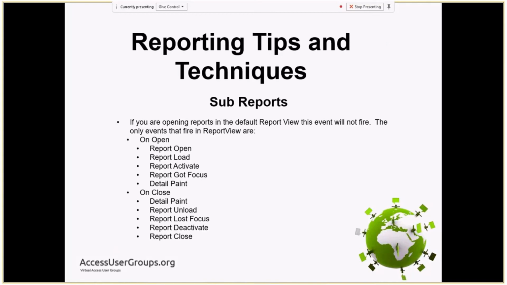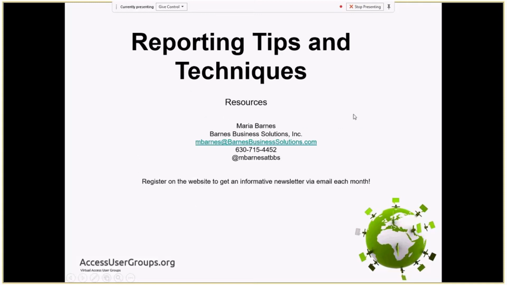And then likewise, if we're closing a report view, the only events that fire are in this order: detail paint, report unload, lost focus, deactivate, and then close. And that's just helpful to have, because if you are using other events in your report to do things, then you cannot expect them to work properly in report view. So you want to make sure, if you're doing so, that you change the default of how you're opening your reports and use something like print preview instead. So that is it for the general topics here.